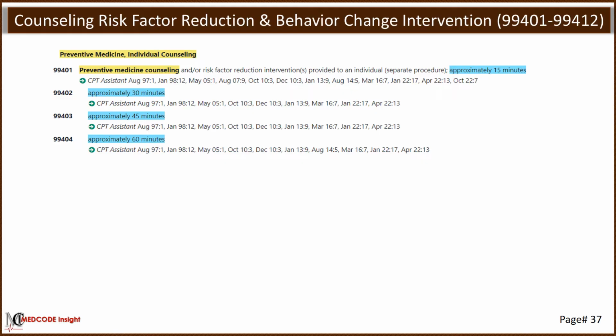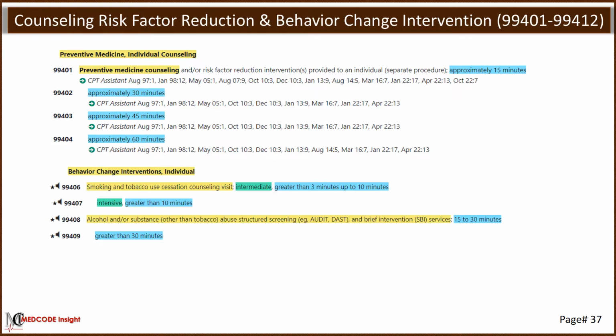The code range 99,401 to 99,404 is used for preventive medicine counseling and a risk factor reduction intervention provided to an individual. Code selection is based on time. The codes 99,406 and 99,407 are used when the provider counsels the patient on how to stop tobacco use. For code 99,406, the counseling is intermediate, lasting more than 3 minutes up to 10 minutes. For code 99,407, the counseling is intensive, lasting greater than 10 minutes.